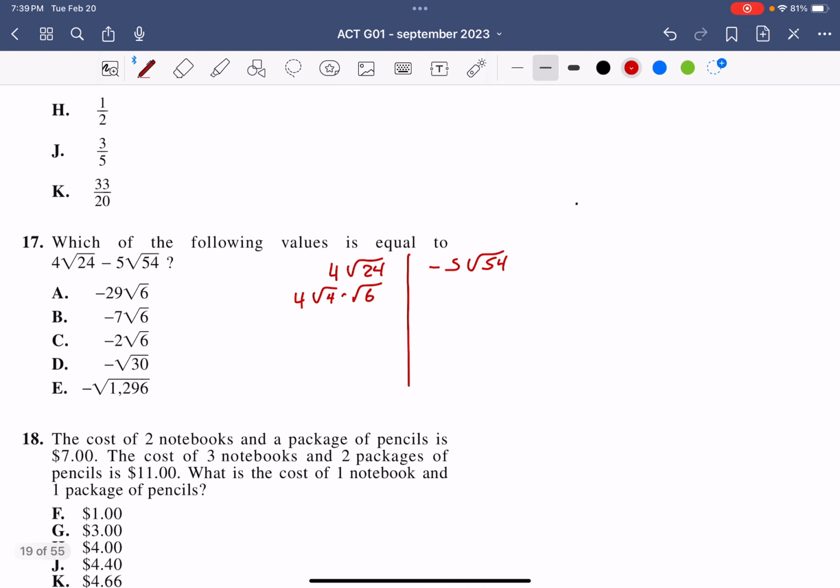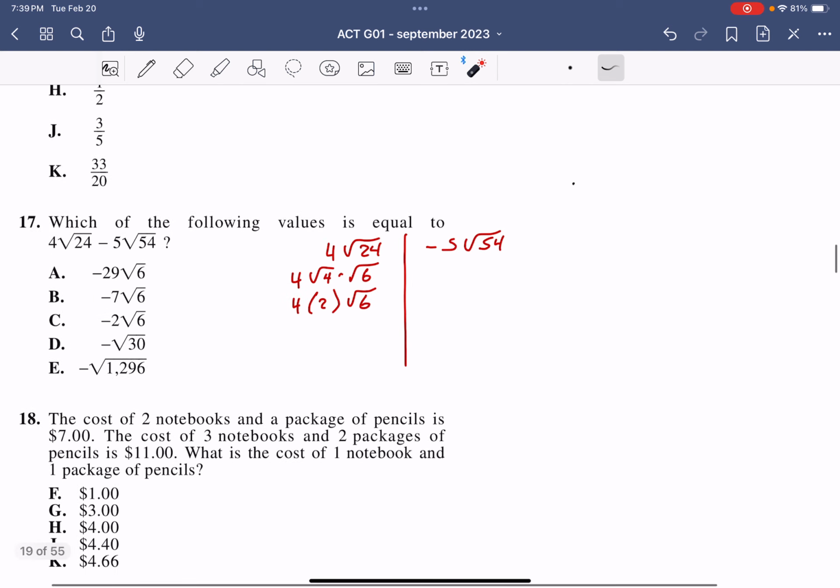On the next step, we're going to simplify the square root of 4, which is going to give us 2. And then we have the square root of 6. I said that a minute ago because we want to multiply the 4 to the 2 on the outside of the square root of 6. So that is going to give us 8 square root of 6. So that left side is now simplified. And let's deal with the right side now.